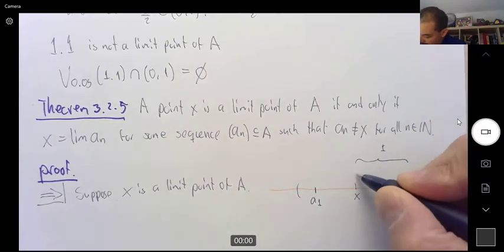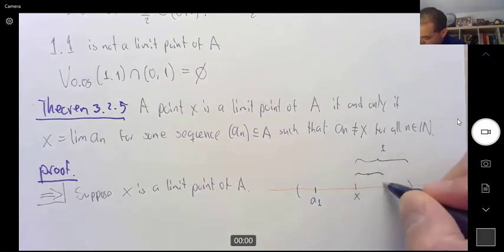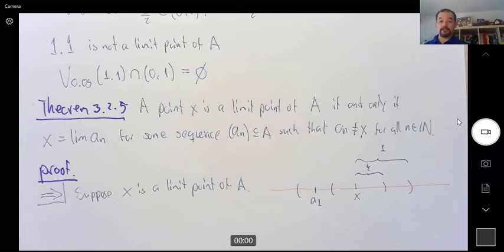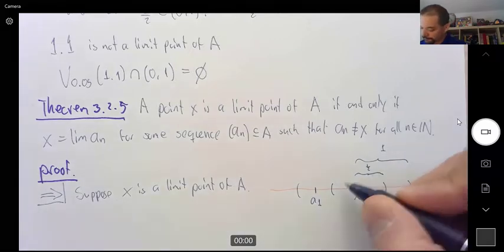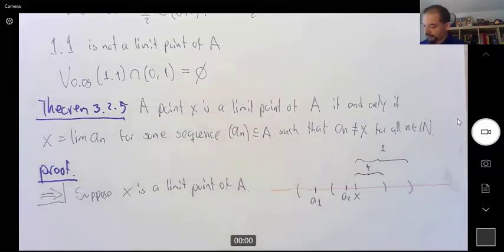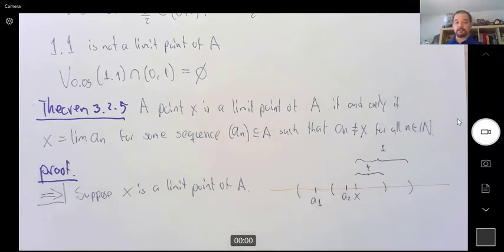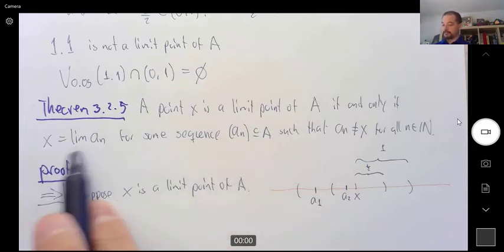Then I'm going to now use my 1/2 neighborhood, right? So this will be now 1/2. And again, by definition of limit point, there must be some element in here from A. I'm going to call it A2. It's somewhere in there. And then I'm going to continue doing that, and that's how I'm going to create my sequence. And then I'm going to show you that that sequence has X as its limit.